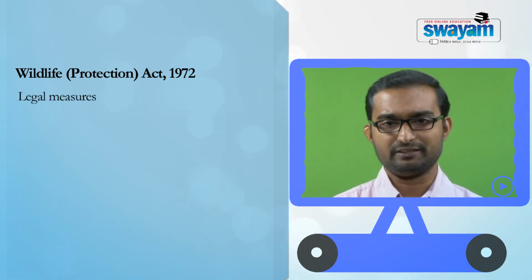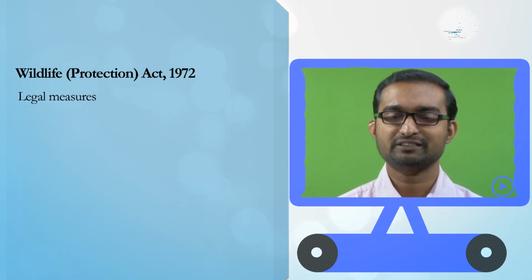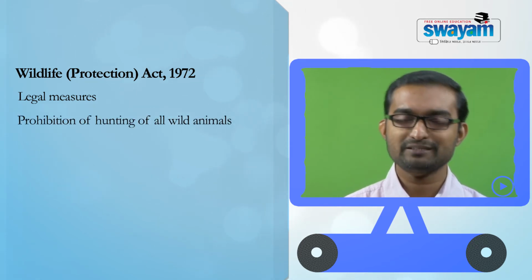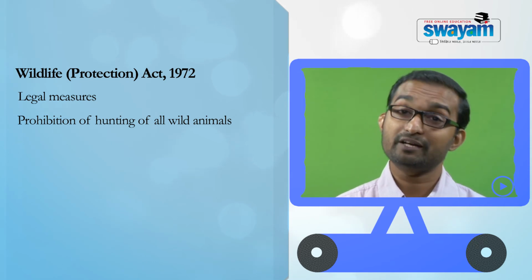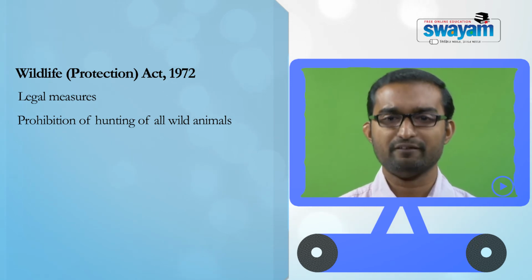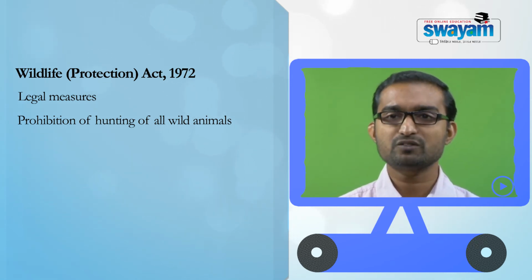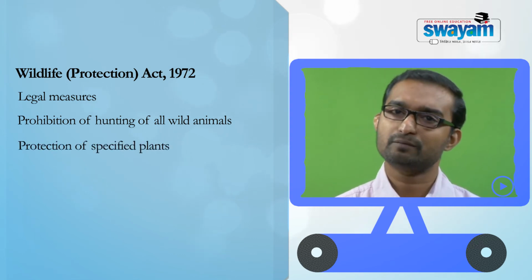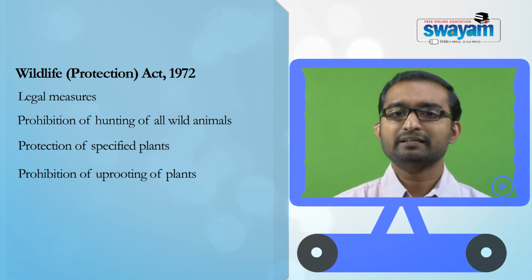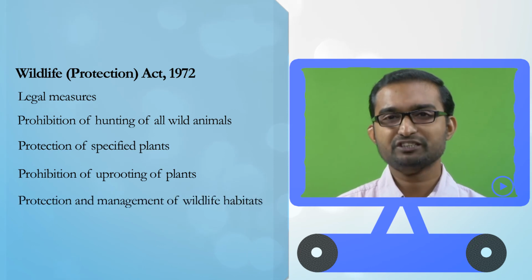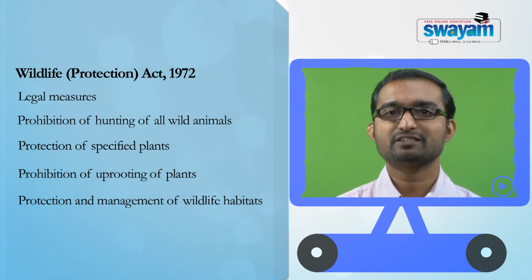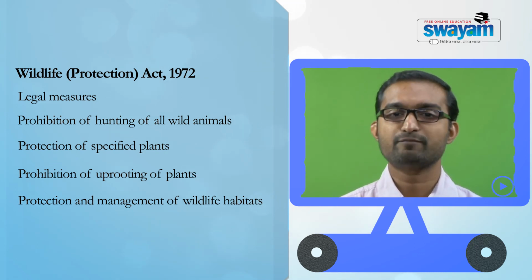If you look at the substantive part of the Wildlife Protection Act 1972, the major legal measures are: one, prohibition of hunting of wild animals. This is mainly because hunting was one of the major reasons why the wildlife population was affected. Second, similar provisions are also there as far as plants are concerned. For example, there are provisions that prohibit uprooting of plants. And the third major substantive measure is protection and management of wildlife habitats, because habitat destruction was one of the major threats for the wildlife population in India.